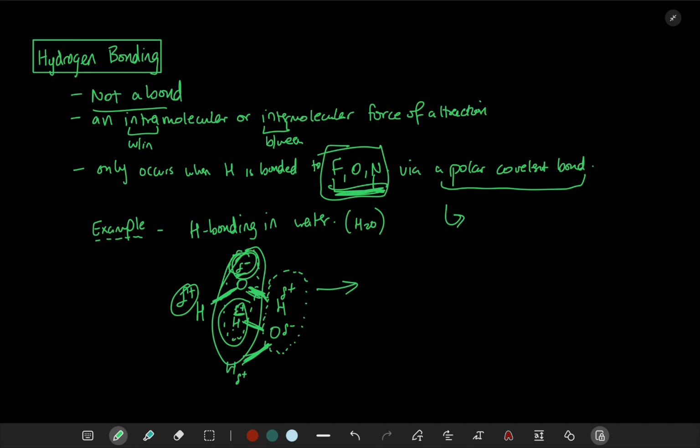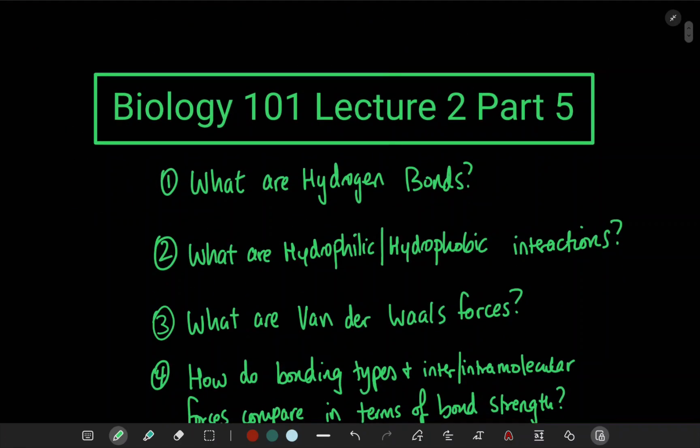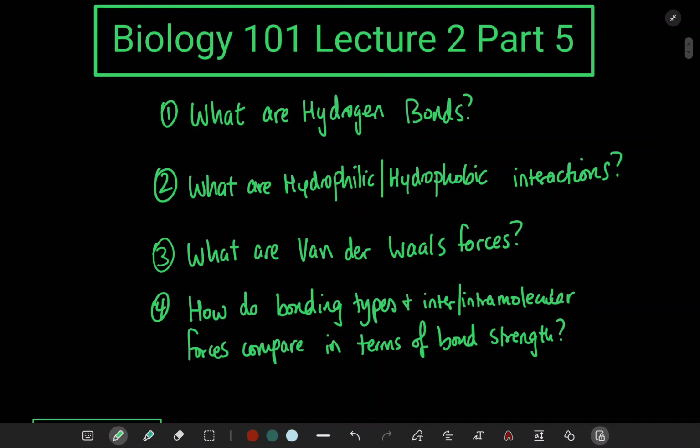And again, to reiterate, hydrogen bonding is an intermolecular or intramolecular force of attraction, and so the strength of that is nowhere near covalent bonds or ionic bonds. But we'll get to that later in this video, where we talk about bond strengths across different types of bonds and different types of inter and intramolecular forces. So that's hydrogen bonding. Now let's talk about hydrophilic and hydrophobic interactions.